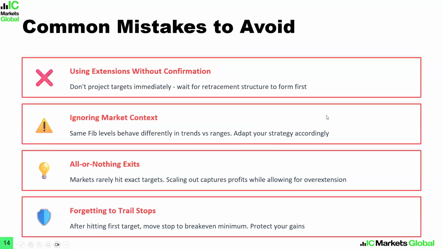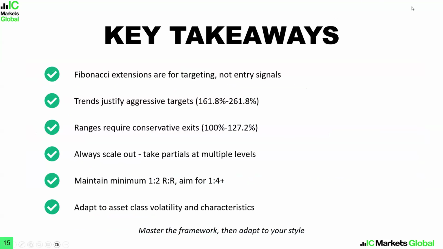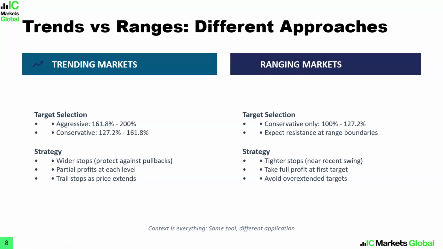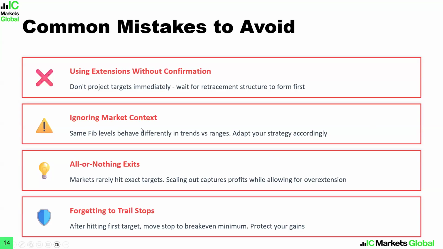Yeah. Right. So there is a common mistake when we draw Fibonacci extensions. First, using extension without confirmation. So don't project the target immediately. Basically, wait for the retracement structure to form first. Second, ignoring market context. The same Fibonacci level behaves differently in trends versus ranges. Adapt your strategy accordingly.